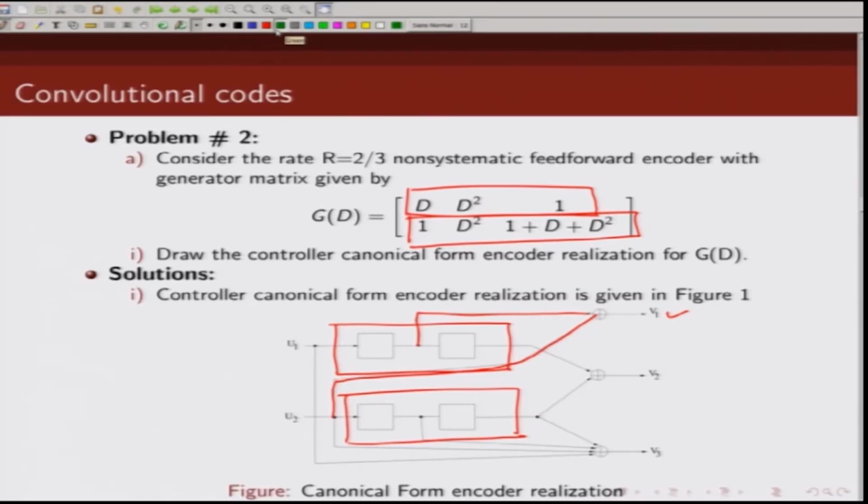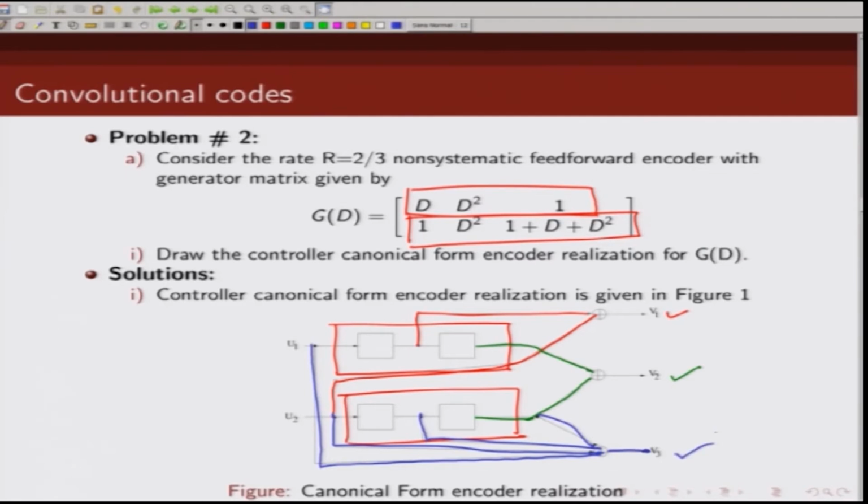The second output is D square times U1 and D square times U2. So, that is this, and the third output is U1, which is this, and this is U1, D times U1, D square times U1. So, that is your third output. Okay.